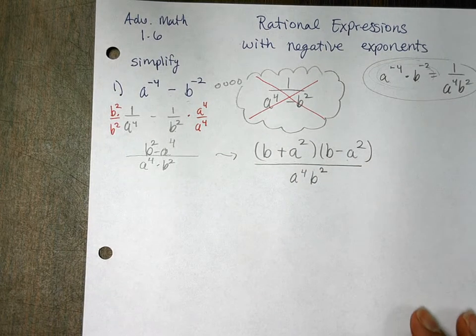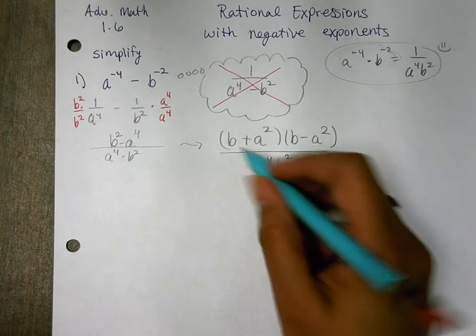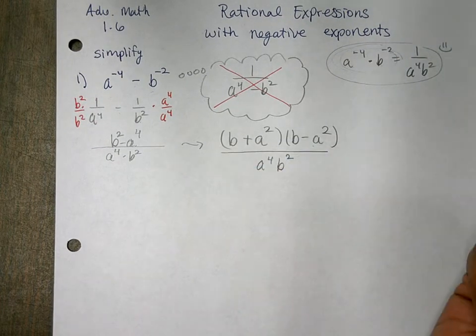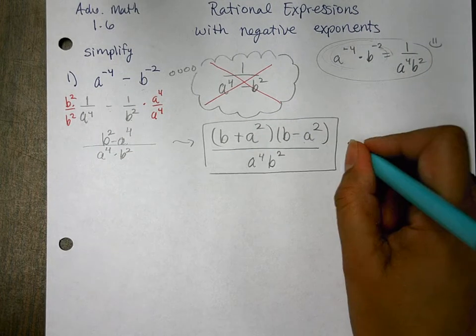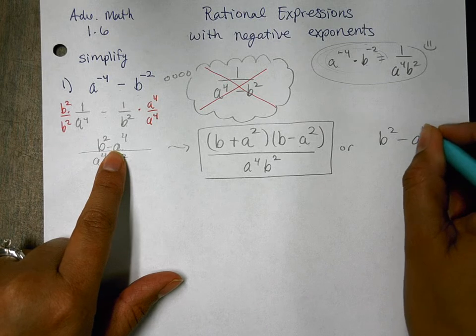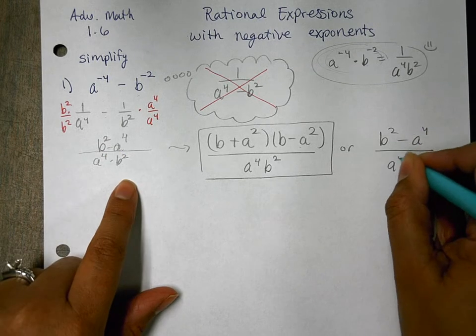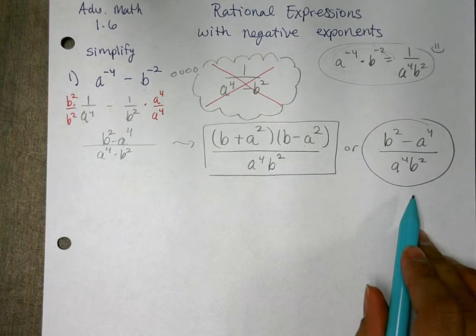Looks like that. Now, here is the deal. Because nothing reduces, do you see that? Nothing reduces at all. If a person had left it like this, b squared minus a to the fourth over a to the fourth b squared, that would be perfectly fine. Both of these answers are correct.